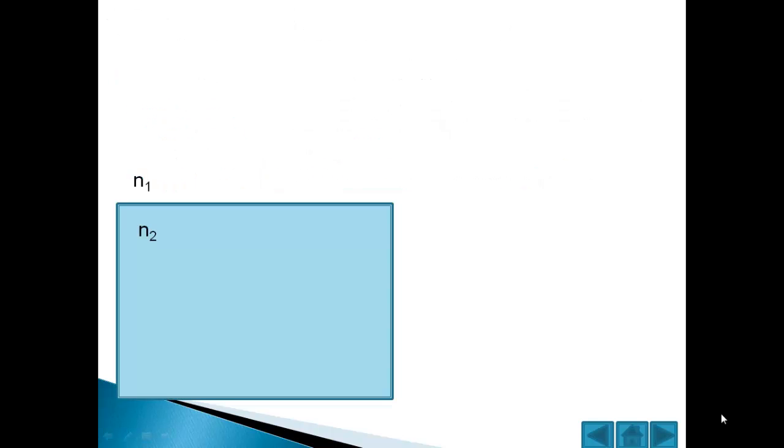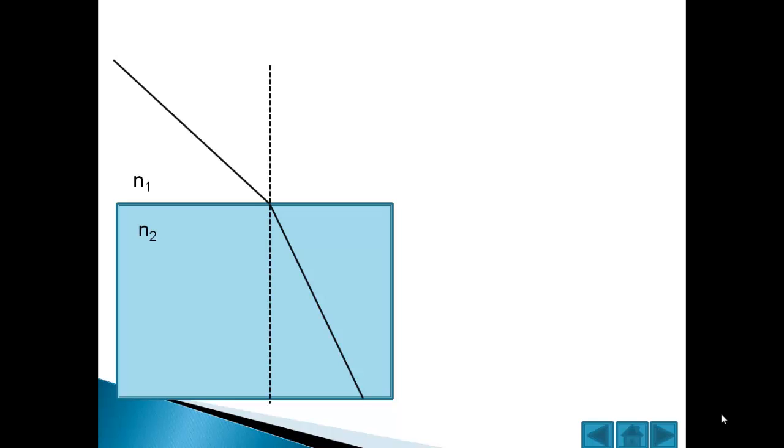We have two media. We have air above and we have glass below, which is the blue block. The radiation comes in at a speed, slows down and changes direction. This is refraction. First we draw the normal. We define the angle of incidence and the angle of refraction.